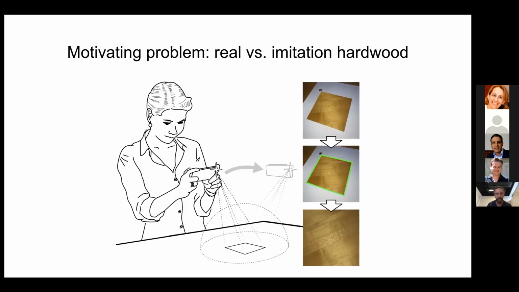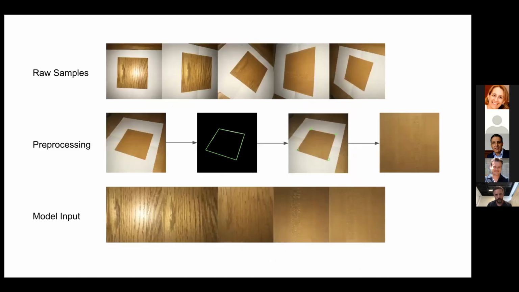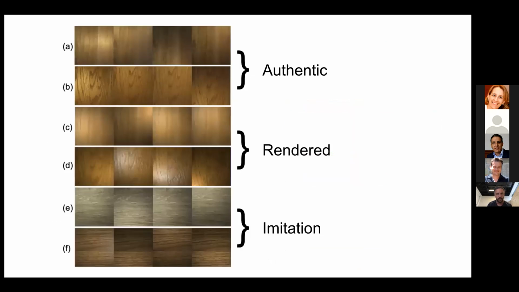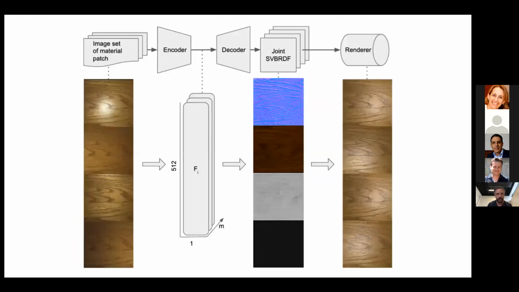So this is just a simple setup, capturing a homography, normalizing some views of real hardwood and fake hardwood. This is just a glimpse at what some authentic hardwood looks like, imitations at the bottom. The rendered one in the middle is just an off-the-shelf CG model for rendered hardwood. And this taps into this idea of a single view BRDF.